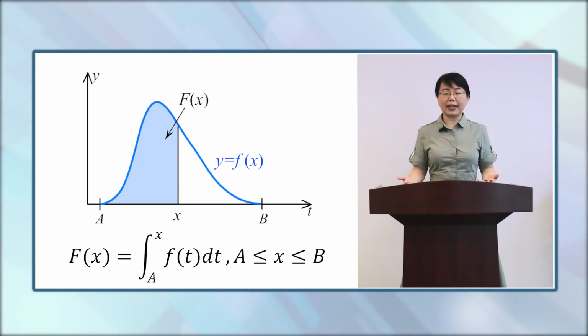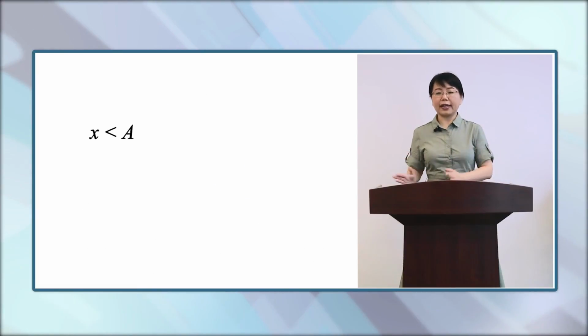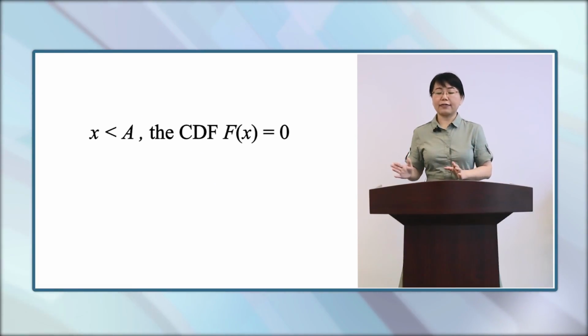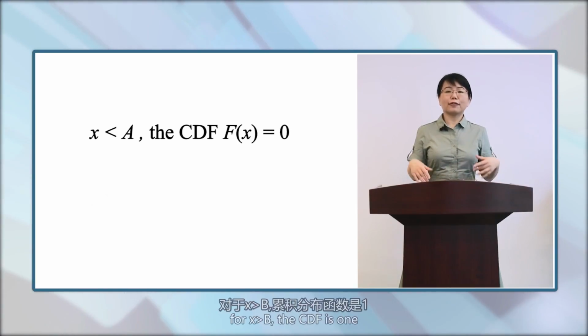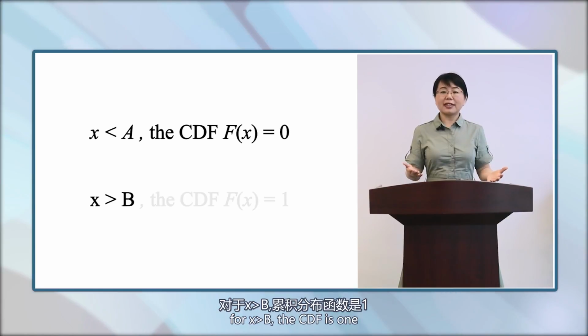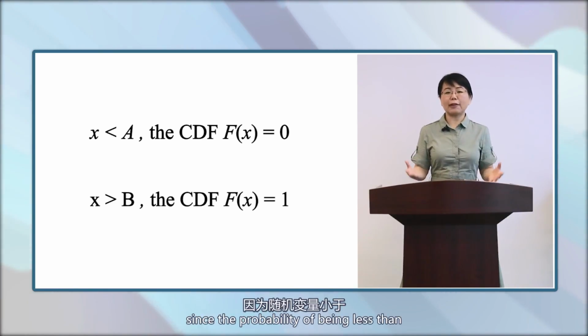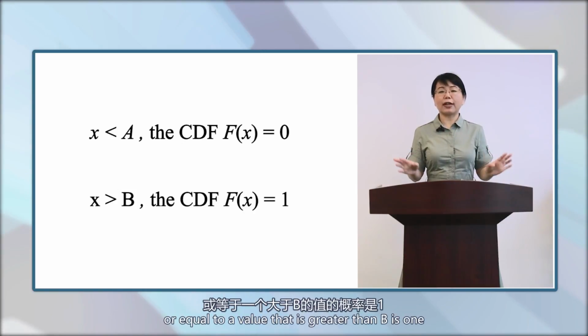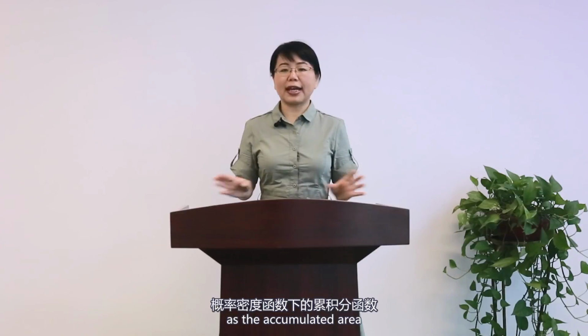Consider the domain of x. We can get that for x less than a, the CDF F is 0. Similarly, for x greater than b, the CDF is 1, since the probability of being less than or equal to a value that is greater than b is 1. The CDF is defined as the accumulated area under the PDF.